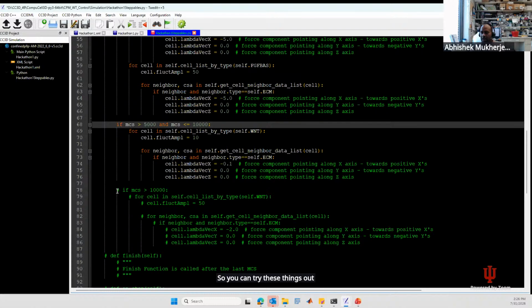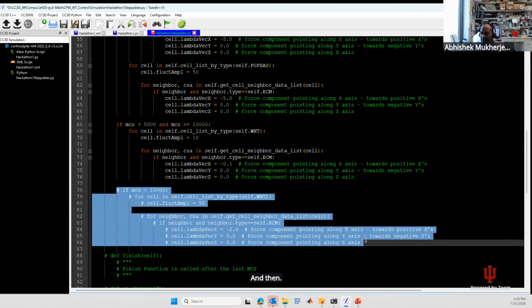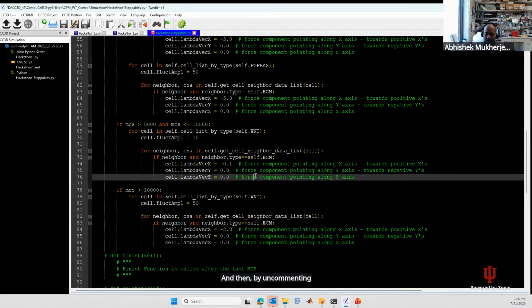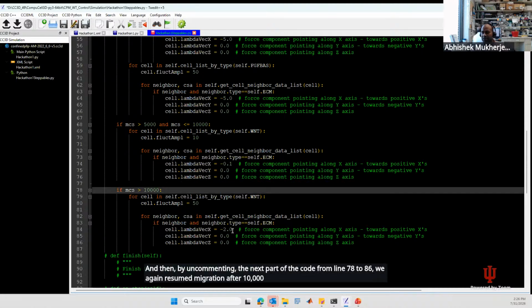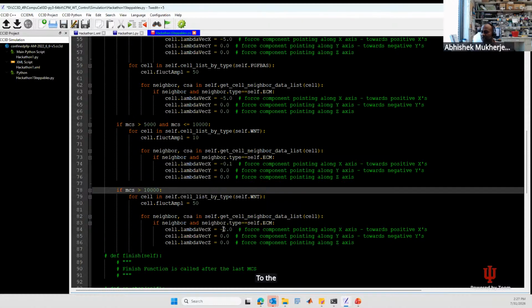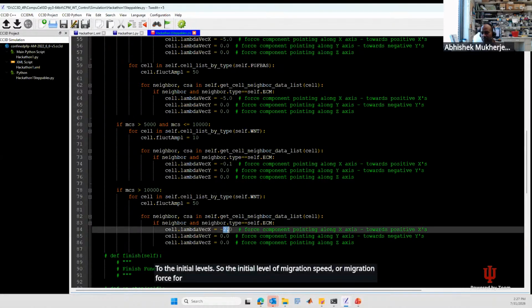And then by uncommenting the next part of the code from line 78 to 86, we again resumed migration after 10,000 MCS to the initial levels. The initial level of migration speed or migration force for Wnt cells was -2. We reimpose that.